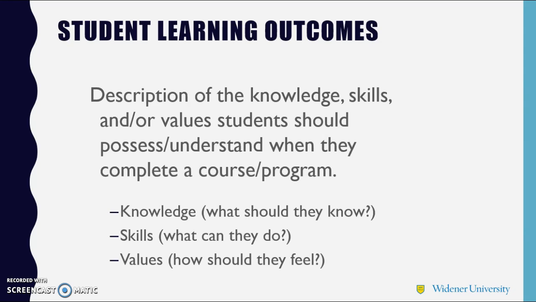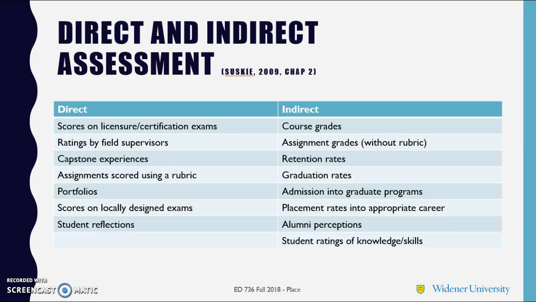Student learning outcomes then are a description of what we want students to understand at the end of a course or program. It involves three things. What should they know? So what is the knowledge they're gaining from this? What should they be able to do after this? What are their skills? And what are the values they're getting out of it? How should they feel? What are their reactions? What are their larger takeaways? So we're going to talk about two distinctions. First, direct and indirect assessment, and then formative and summative assessment. And then you'll be ready to begin your posting for this week.